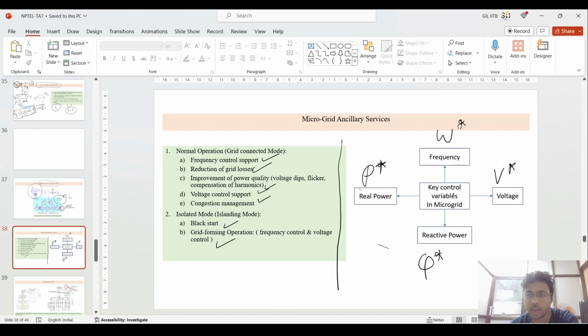If the grid following is there, V star and omega star are taken as the reference. So the key controllable variables in the microgrid are P star, Q star, V star, and omega star. These are the controllable variables inside of it.